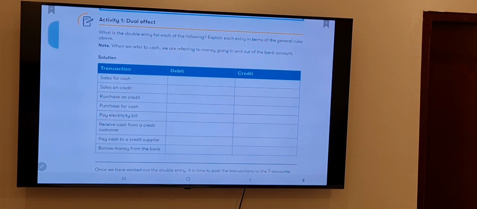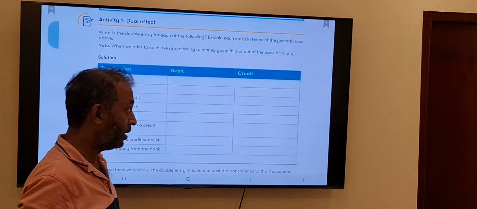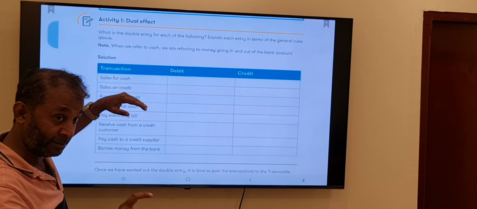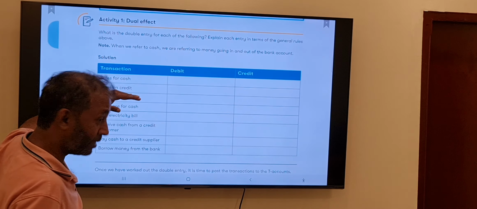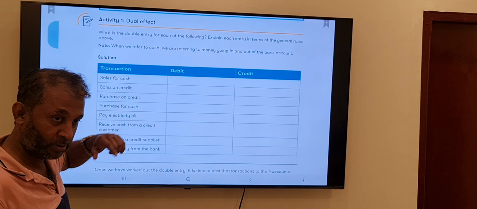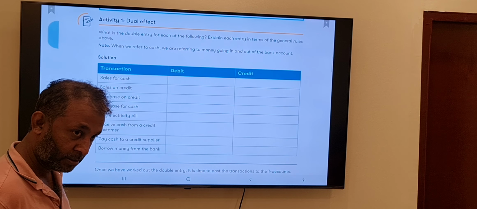Sales on credit, yes sir. Sales credit. Where to debit? See, you have two columns here, debit column and credit column. Now this one, sales for cash: we debit cash and we credit the sales. Okay. Now, sales on credit. Sales credit or debit customer?